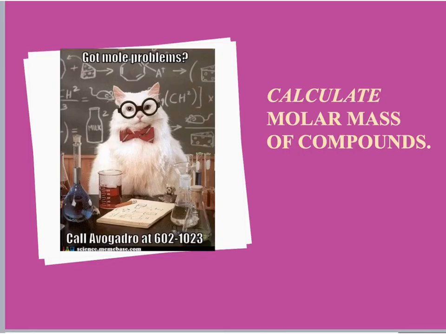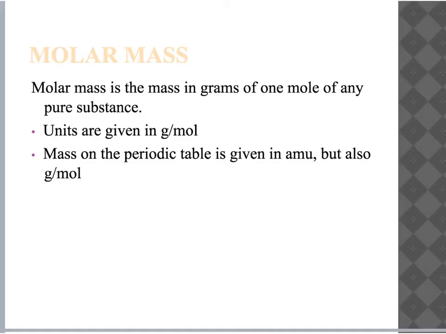All right, now we're going to include molar mass with the conversions with the mole, and this will be the last section that I do with this video. So molar mass, if you remember, is just the mass in grams of any 1 mole of any substance. The units before that we were talking about were in AMU, atomic mass units, but they happen to be equal to a gram per mole.